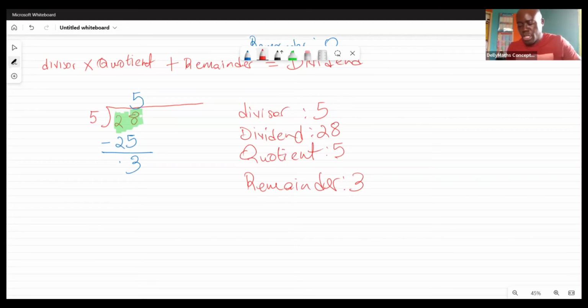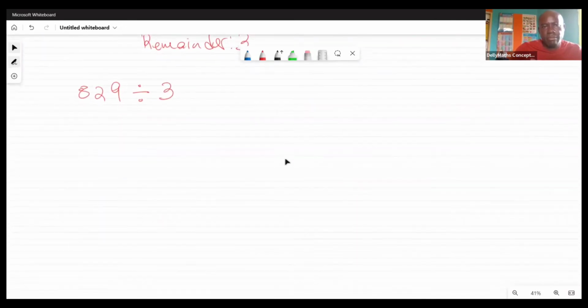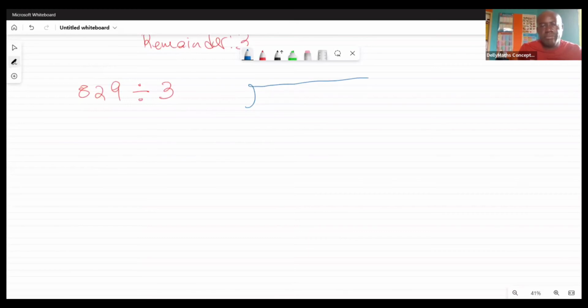So for this one now, we want to quickly write down some key things. Now, 829, we want to divide that by 3. Let me move up the screen a little bit. So then we would set this up. We're doing long division, so we set it up like this. The 829 is the dividend, and it has to go here. And the 3 is the divisor, and it comes right there.